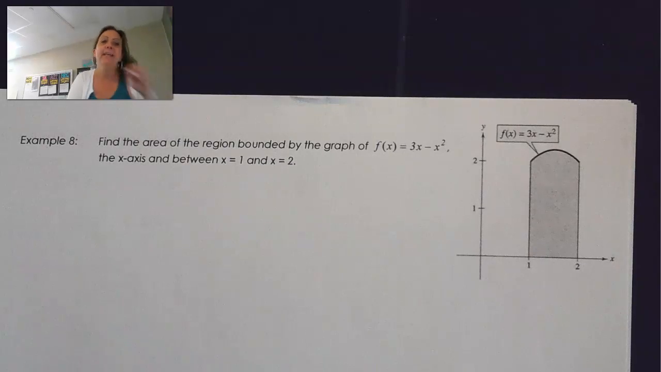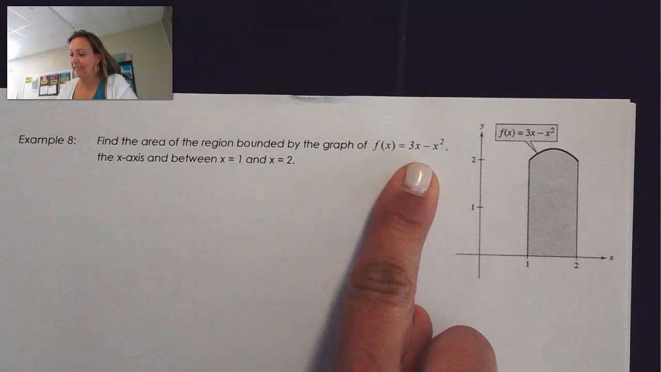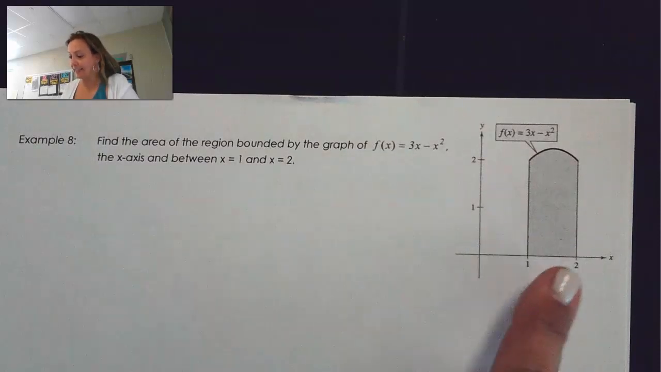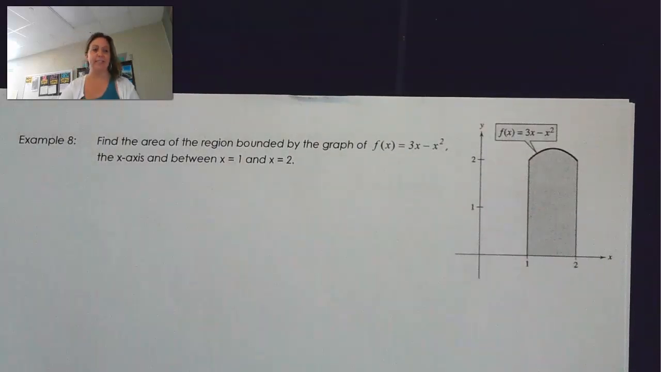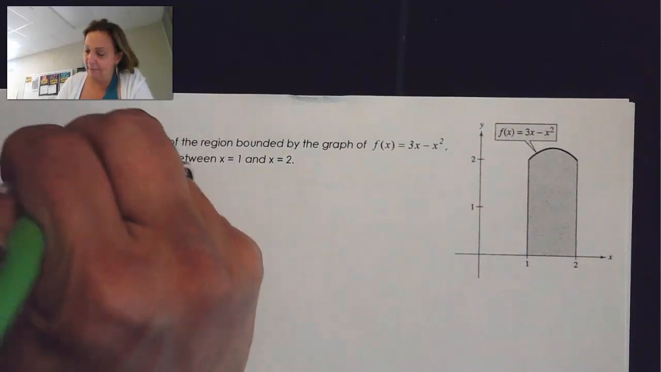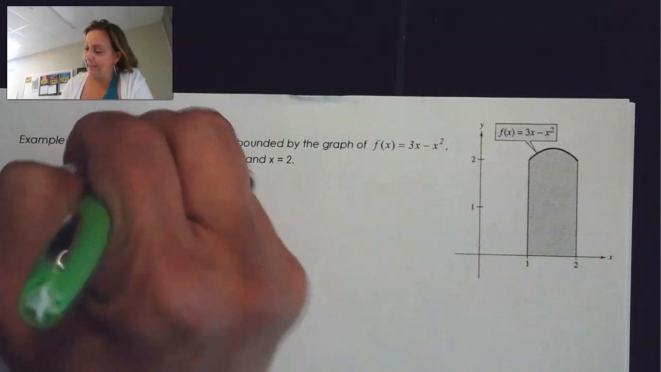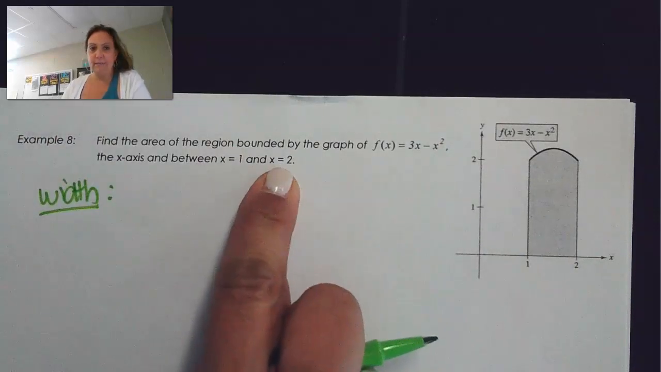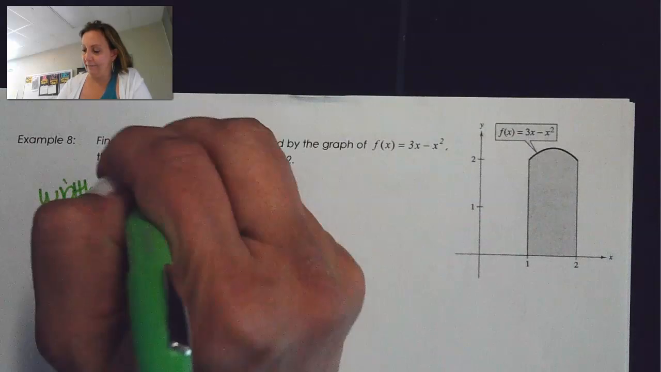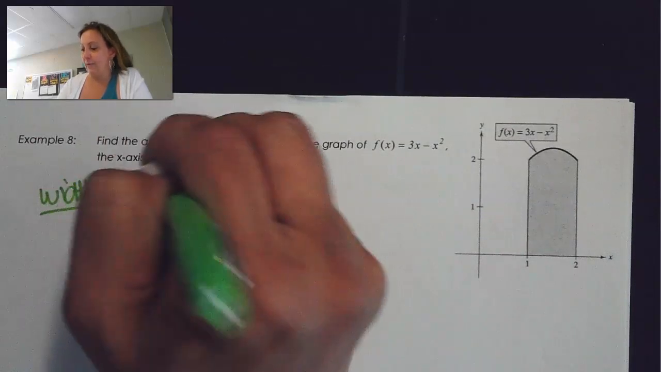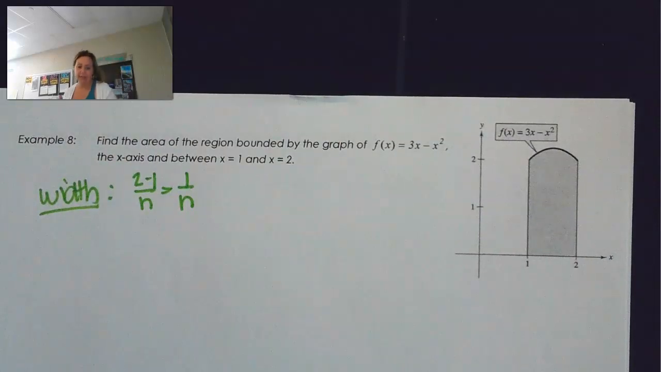So example 8, find the area of the region bounded by the graph of f of x equals 3x minus x squared, the x-axis, and between x equals 1 and x equals 2. Well, guess where we're going to start? We're going to start with the width. For the width, I'm going to take 2 minus 1 over n. And again, I don't need to see that work. If you just want to write 1 over n, that's great.